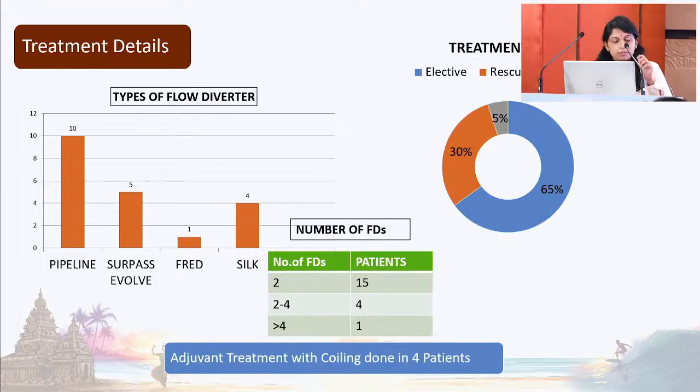Pipeline FT was the most commonly used FD. The telescoping was most commonly planned in an elective manner. Two FTs were placed in 15 patients, and more than 4 FTs were placed in a single patient. Adjuvant treatment was done in 4 patients.